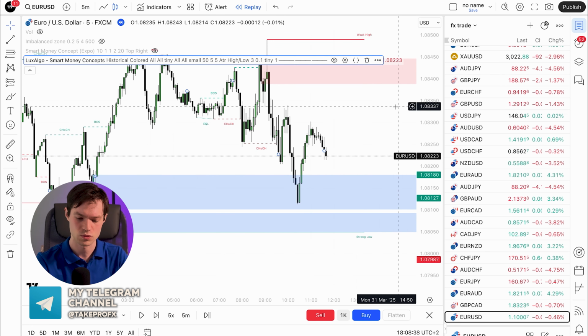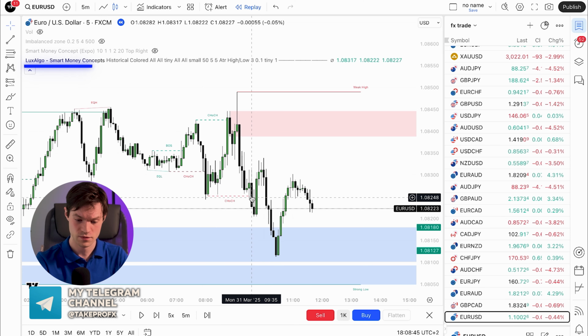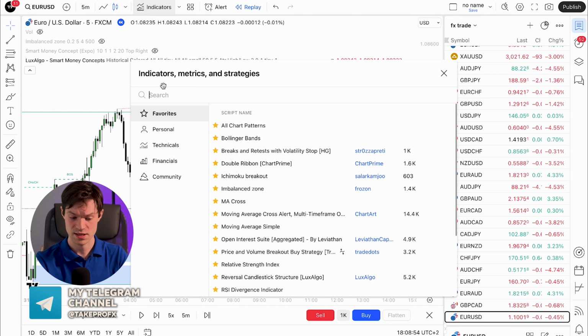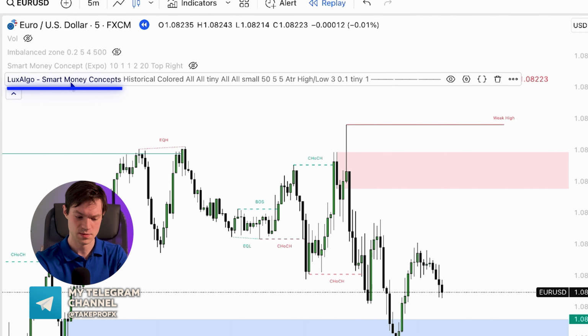So what are we doing? The entry point we can safely put on this breakdown of the structure. Here we have a breakdown of the structure in the Smart Money Concept indicator. By the way, I recommend to everyone to add it. It will really facilitate your trading. Just go to the indicators section or write the name of the author. It is LuxAlgo Smart Money Concept.